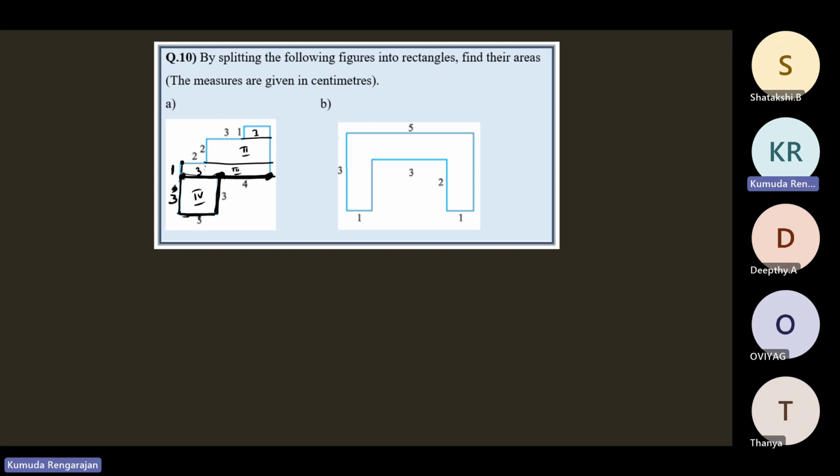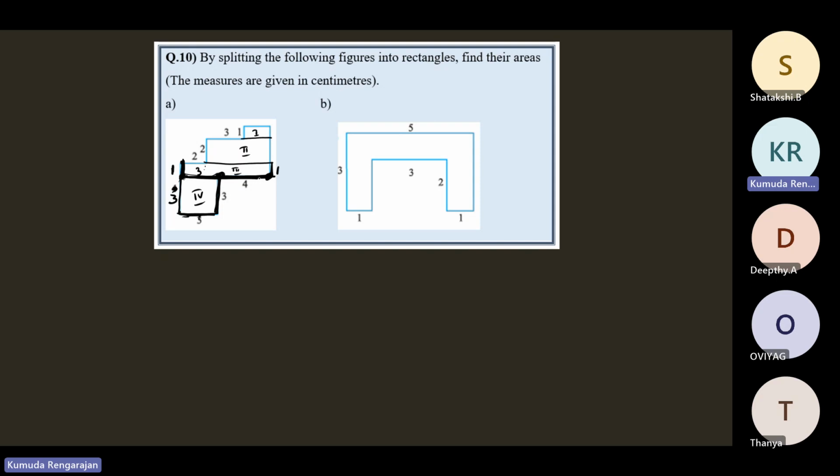The breadth of rectangle 3, can we see here? It's 1 centimeter, correct? The breadth of rectangle 3, can we see here? It is 1 centimeter, children? Yes, ma'am. Okay. So the opposite side will also be 1 centimeter. This also will be 1 centimeter.